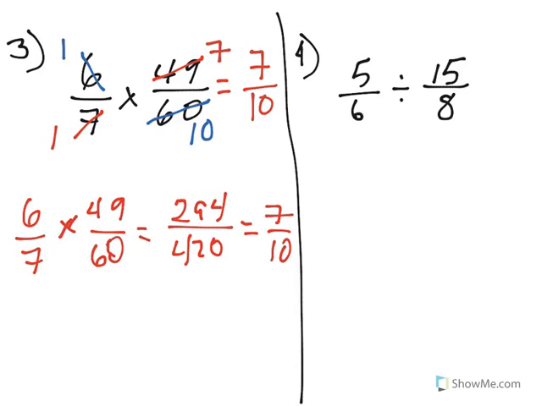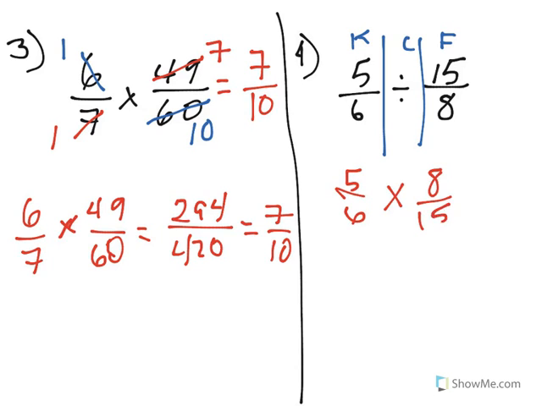So let's take a look at number 4. We have a division problem, so we need to apply keep, change, flip. So we'll keep the first fraction, change the division to multiplication, and flip the second fraction. And we can once again cross-cancel here now because it's a multiplication statement and we have factors that we can factor out on diagonals. So 5 goes into 5 one time, 5 goes into 15 3 times. 6 and 8 have a common factor of 2, so 6 divided by 2 is 3, 8 divided by 2 is 4. So now it's just 1 times 4 is 4, and 3 times 3 is 9.